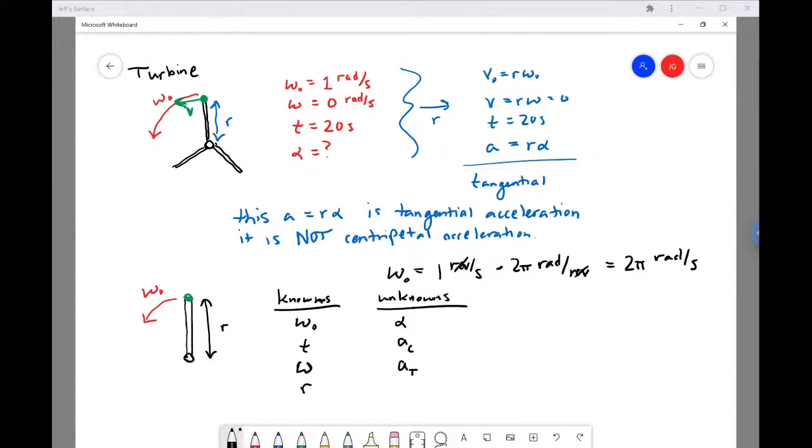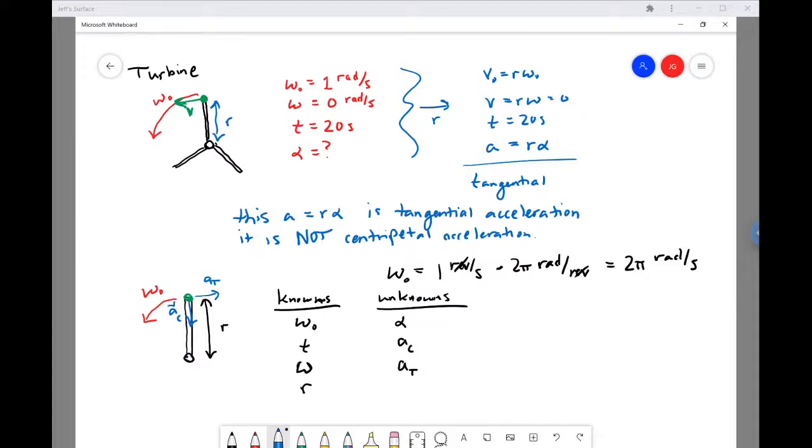So these are the things that we want to know. And I wrote out, this wheel is slowing down. So if it's rotating counterclockwise, it's actually accelerating in the opposite direction. A sub t is an acceleration that's tangent to its path, and a sub c is the centripetal acceleration that's center pointing.